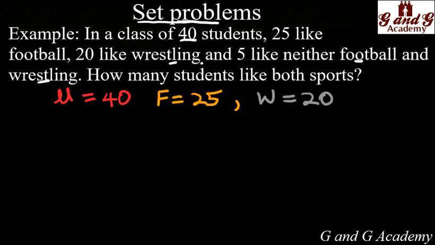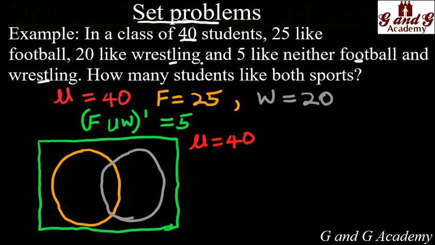5 like neither football nor wrestling. How do we interpret this? That is just to say (F union W)', or F union W prime. That is the interpretation for 5 like neither football nor wrestling, and that is 5. The next thing for you to do is to begin to draw the Venn diagram.